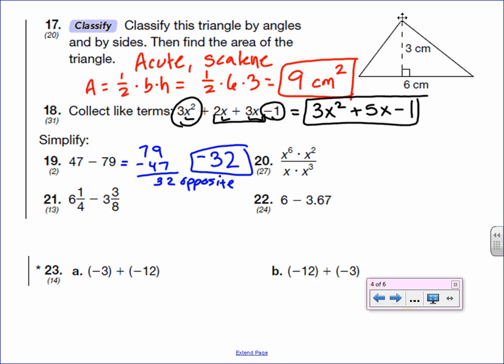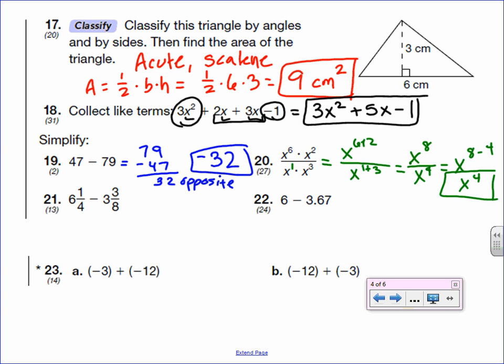X to the 6th times x to the 2nd. I would do x to the 6th plus 2. And then x without any exponent there is an imaginary 1. So x to the 1st times x to the 3rd would be x to the 1 plus 3. So x to the 8th over x to the 4th. And then when I'm dividing exponents, I have x to the 8 minus 4. I subtract the exponents. So 8 minus 4 is 4. So my final answer is x to the 4th.